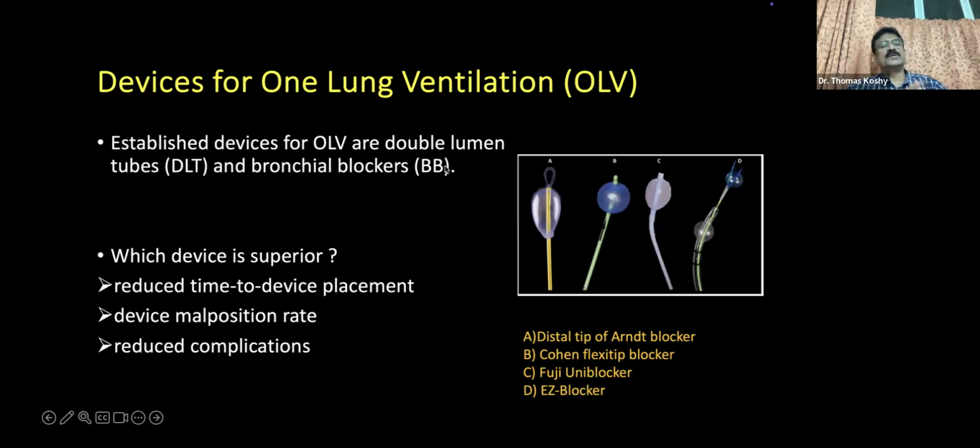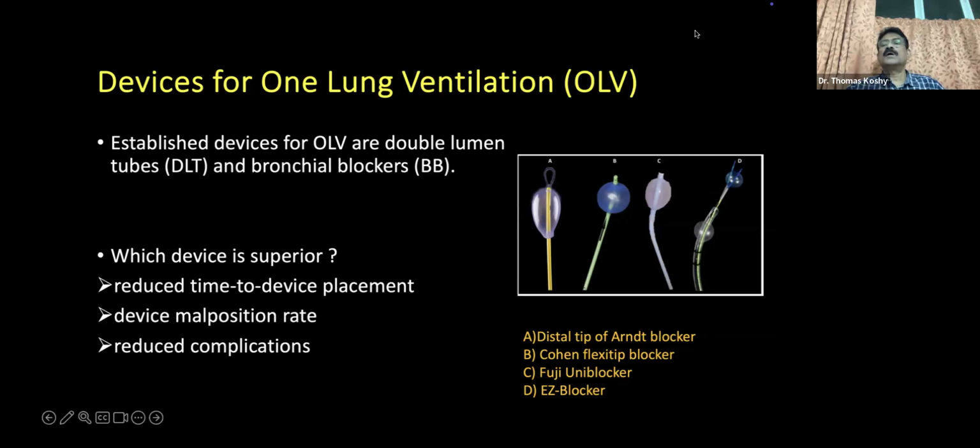Now, devices for one lung ventilation. We use both the double lumen tube and bronchial blockers. And there is always a question in our mind: which device is superior, whether I should use a double lumen tube or a bronchial blocker. Which one will give a rapid placement and rapid isolation? What is the device malposition rate? Is it different between the bronchial blocker and the double lumen tube? And what complications are produced by the bronchial blocker, or by the double lumen tube? There are many studies addressing this.